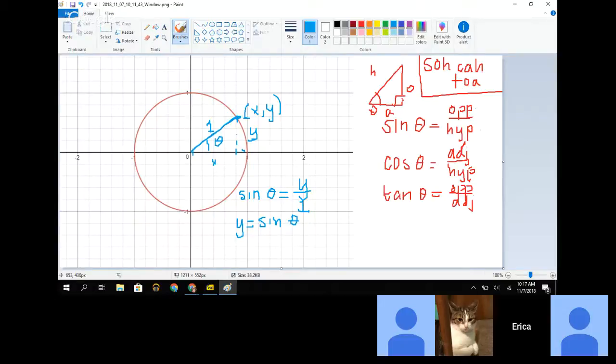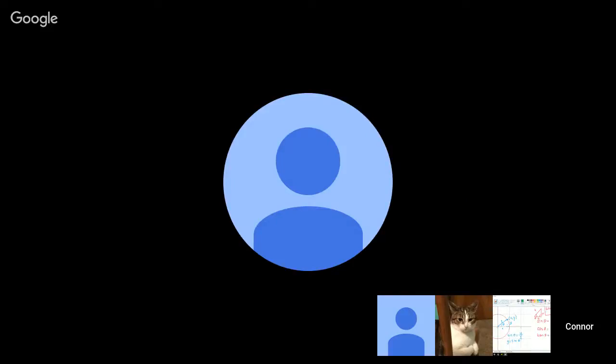You see that? Because the unit circle has a radius of 1, that means my hypotenuse is always 1, which means that the coordinate for y equals basically the sine of theta. Okay? Does that make sense so far? Kinda? Sort of. Yeah, sort of.